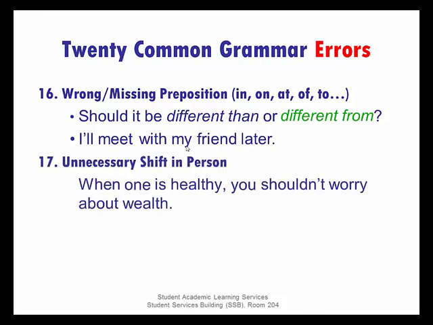Number 17, unnecessary shift in person. When one is healthy, you shouldn't worry about wealth. Person means, in this case, we have one and you. That's one way of addressing people, when one is healthy, and we have to match. So if you're doing academic writing and you want to be more formal, you could say when one is healthy, one should not worry about wealth. Or when you are healthy, you shouldn't worry about wealth.